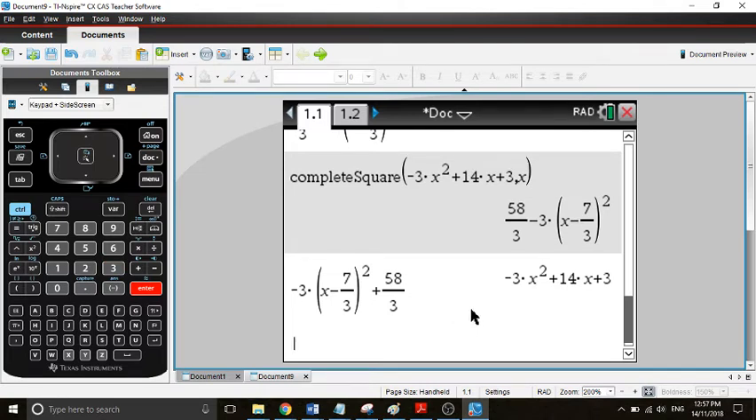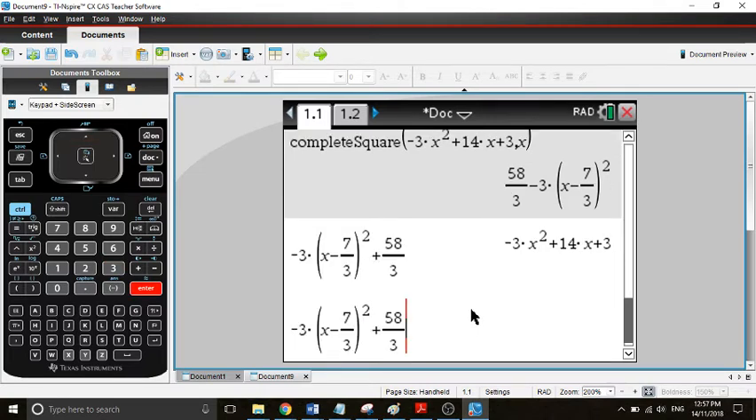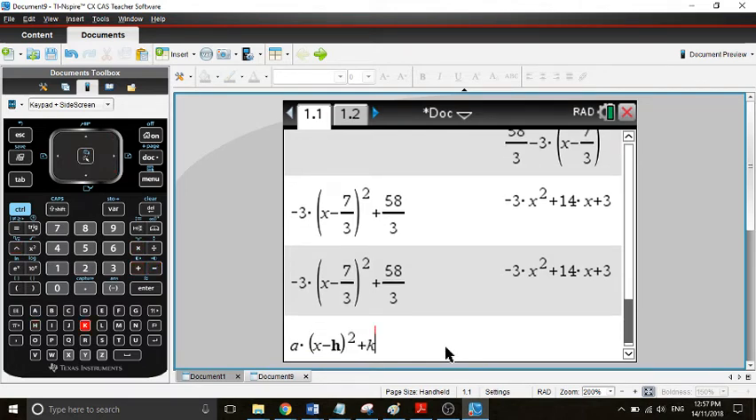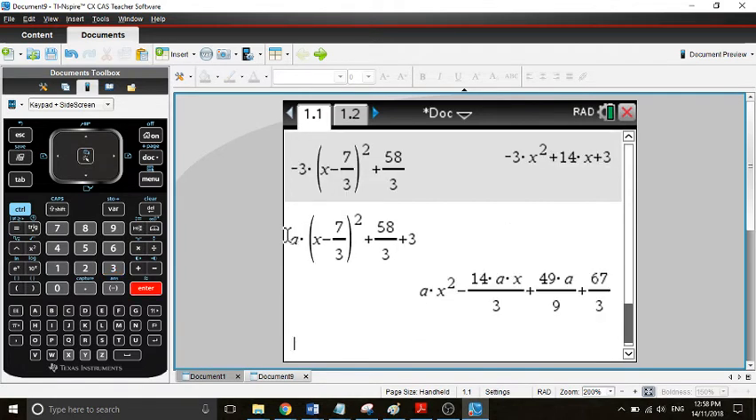Alright, so now what I know is I'm going to take this thing here, and I have to multiply this, and I know that my general form is a times x minus h all squared plus k. That's what I know that I've got. Now I know that my h value is negative 7 over 3, and that my k value is 58 over 3 plus 3, because it's gone up by 3 meters. So what I'm concerned about is this thing here. I'm going to press enter and see what I get. I get a bit of a mess, but this is what I'm working with.